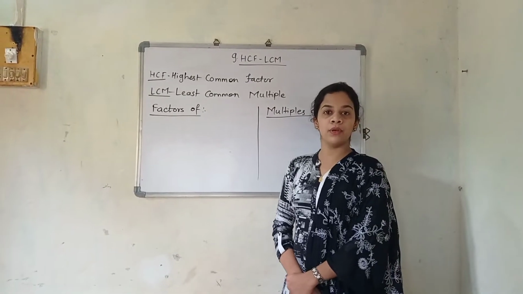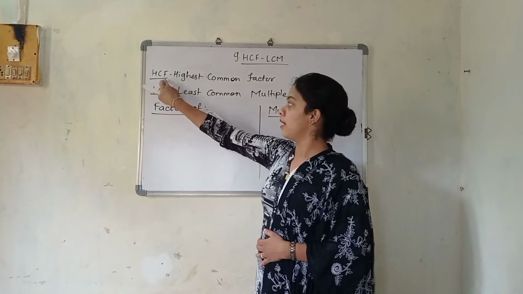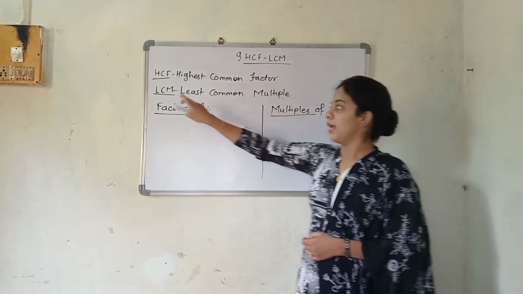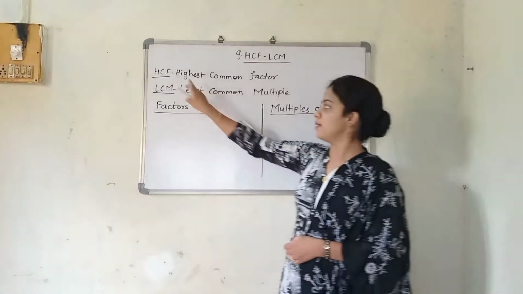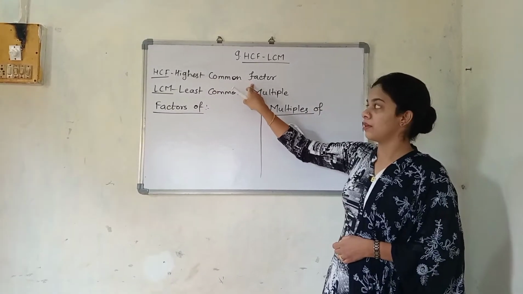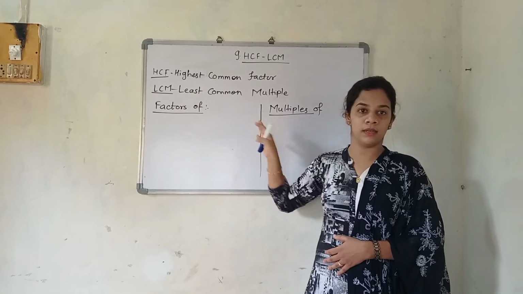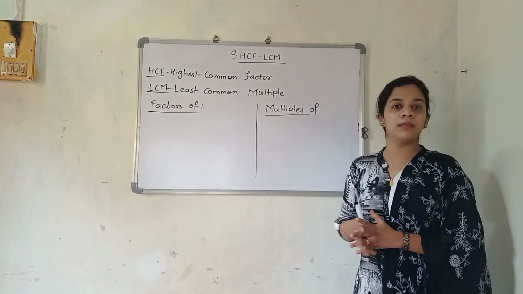Before we start, we are going to see the full form of HCF and LCM. HCF means highest common factor, and LCM means least common multiple. If you properly see, the initials of these particular words are taken together and we are going to say HCF and LCM. So first, just think about what is meant by factors and what is meant by multiples.